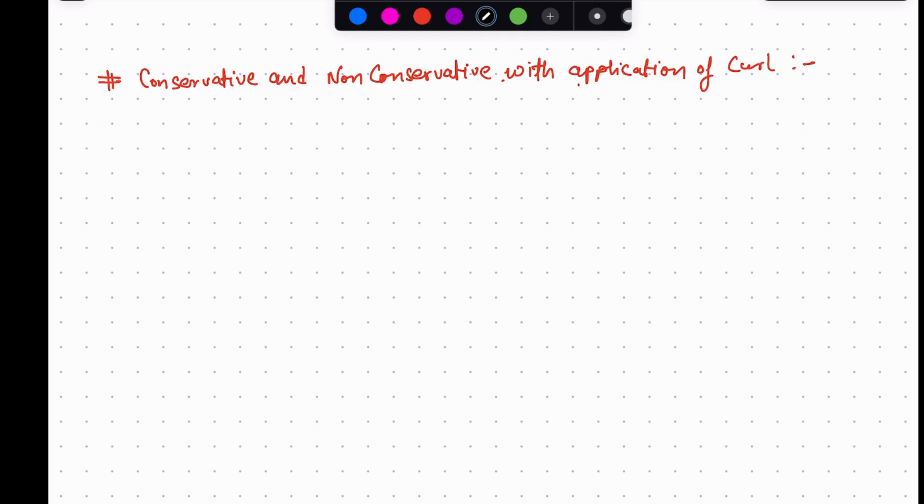Okay, so let's start with the conservative. To understand conservative and non-conservative, I'm taking two examples. For the conservative, I can take the example of the gravitational force or the gravitational field.